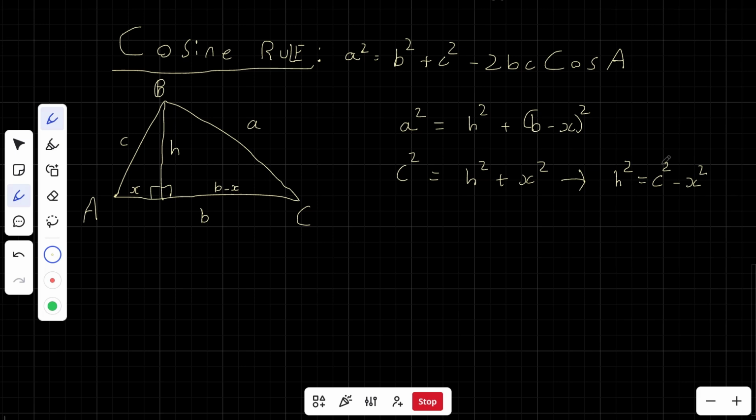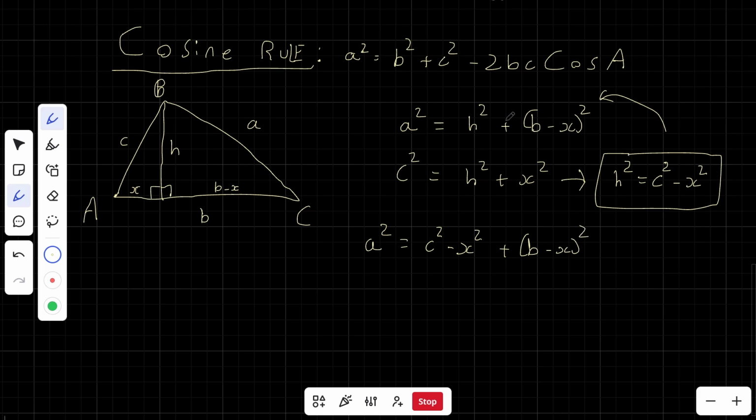Now, what I'm going to do is plug the h squared we have here and substitute it into this one. So a squared is equal to c squared minus x squared plus (b minus x) squared, because h squared is the same as c squared minus x squared. I've just substituted it.